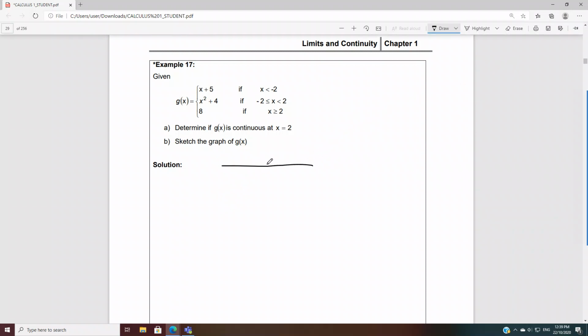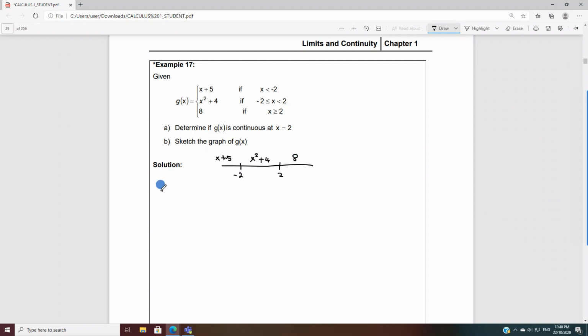Okay, number line, this is -2 and 2. Okay, so untuk x less than -2, we have function x plus 5. Okay, so between -2 and 2, we have function x squared plus 4. And x greater than or equals to 2, we have 8.